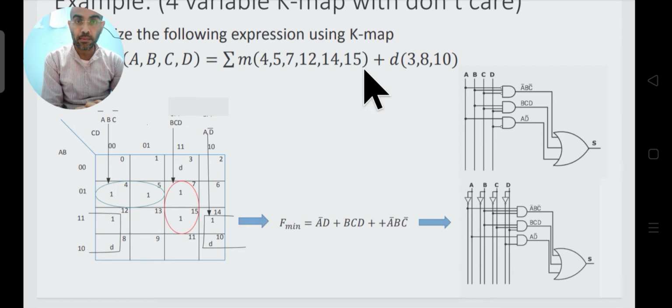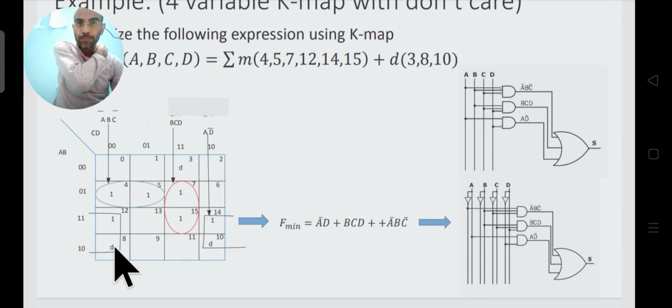No other min term is present, so you can see in the K-map there is no other 1. The 1 is written at these places only. Then let's see the don't care terms. At these places, 3, 8 and 10, we will put a D or cross mark. At this third cell location we will mark a D. We have marked a D already here. Then I will put a D here, so this is 10. Then 8 is also here, so we have written a D here as well.